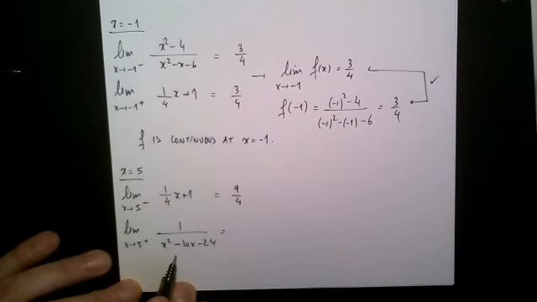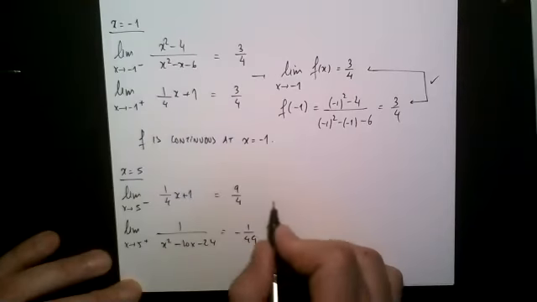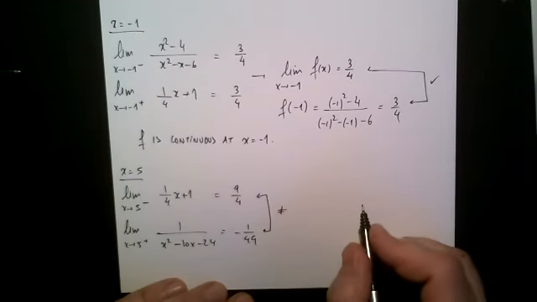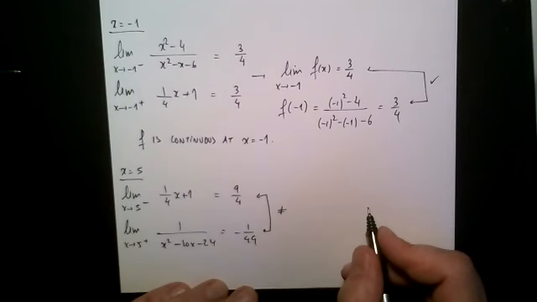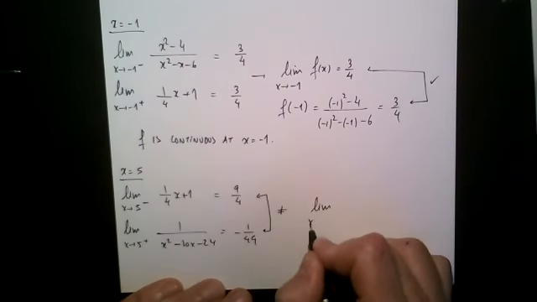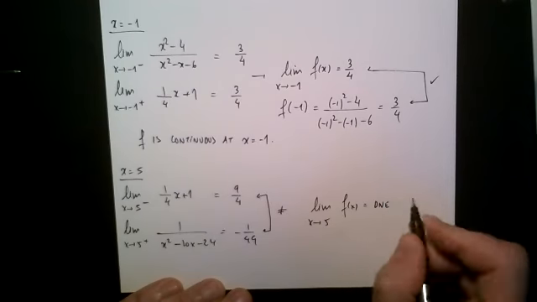And if you plug in 5 here, I get 25 minus 24 is 1. 1 minus 50 is minus 49. So negative 1 over 49. So definitely not the same. Okay, so it is a jump discontinuity. So the limit as x approaches 5 of f of x does not exist.